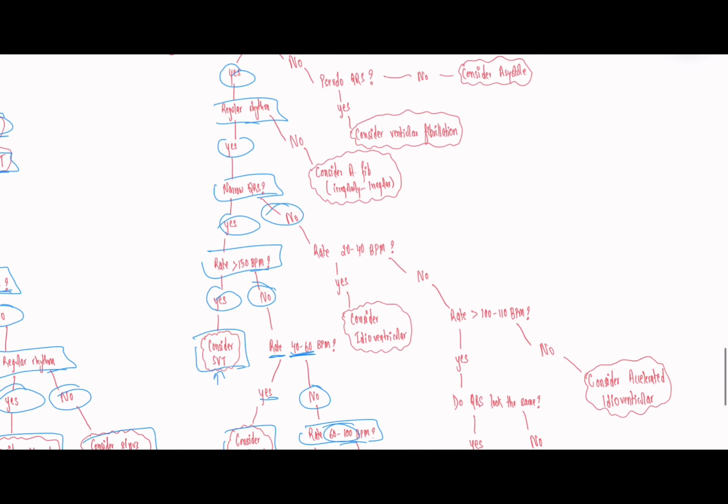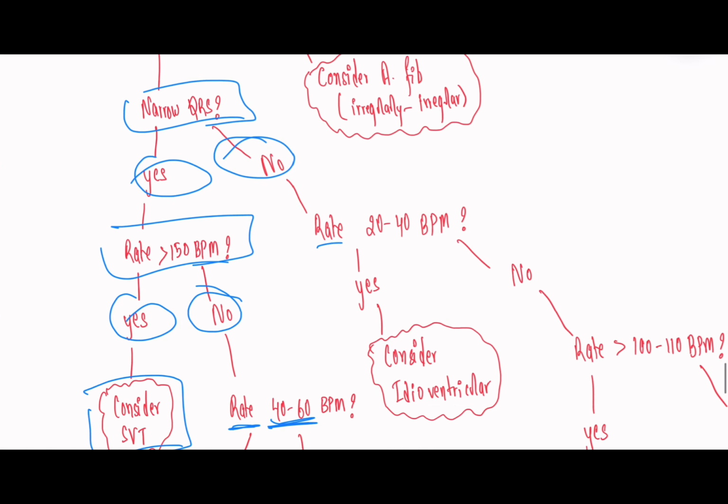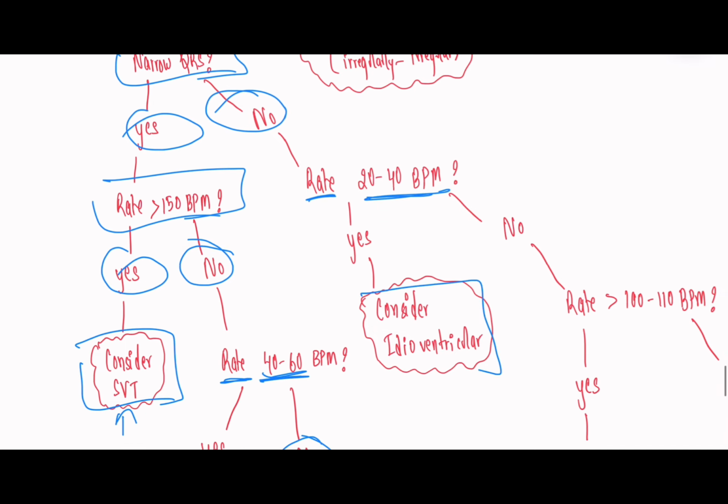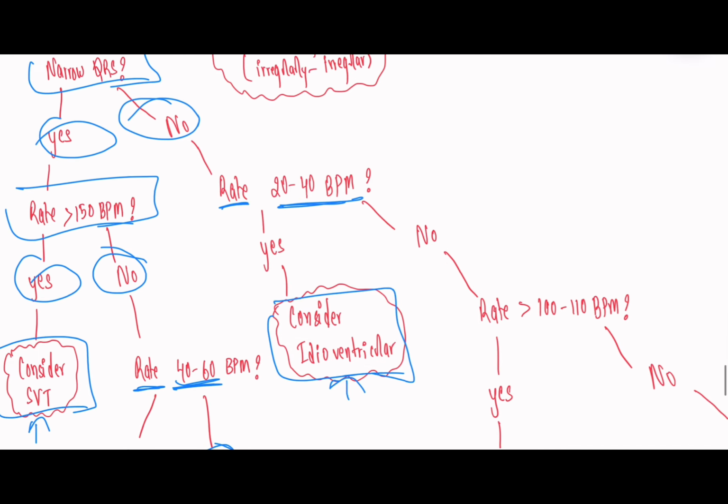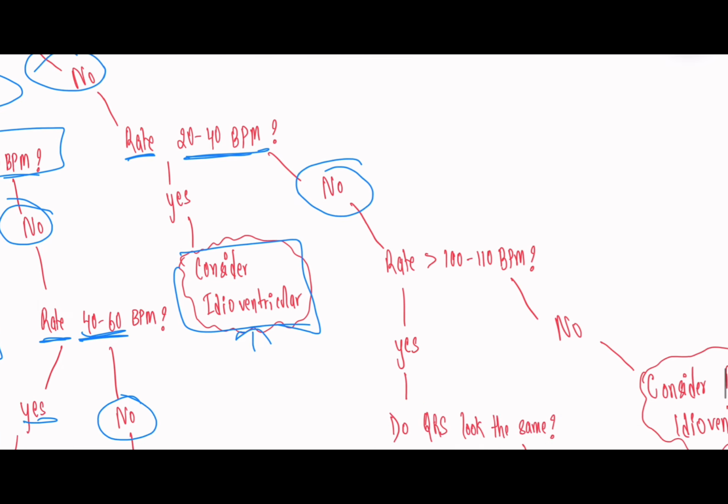And if the QRS is not narrow, then we check the rate. If the rate is between 40 to 50, we call it idioventricular rhythm. If it is not, we check the rate again.